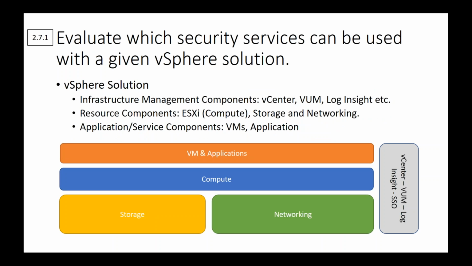For the first one, you are required to evaluate which security services can be used with a given vSphere solution. This tends to be up to interpretation, so I'll try to come up with explanations for at least two of the potential meanings for this section. First, we need to make sure what security services are, and secondly, we need to identify which vSphere solutions the sections are referring to. Since this is a DCV exam, the required solutions should include the main infrastructure management components: vCenter, Update Manager, Single Sign-On, and potentially Log Insight.